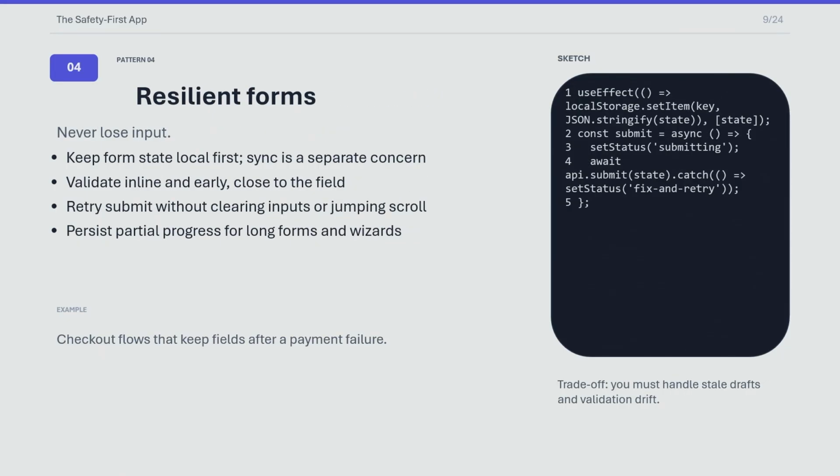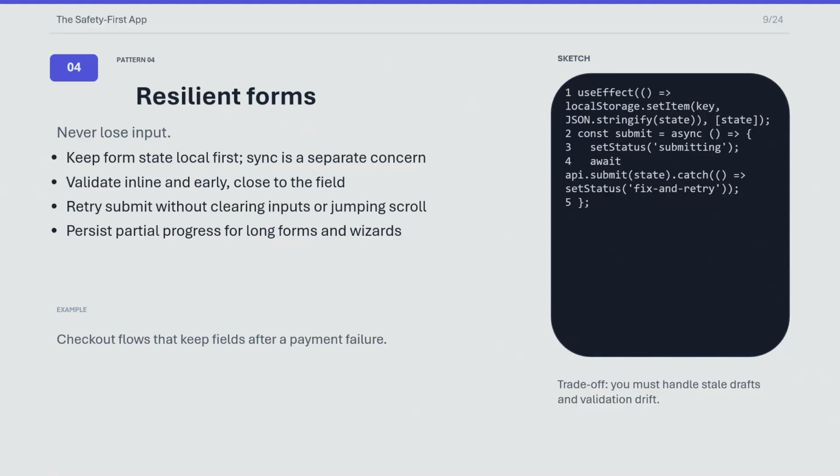Number 4, resilient forms. You should never lose input. Keep the form state local first. It's something I always like to say: think about having sync as a separate concern. Because oftentimes you can just store it locally first, and that would already help you from a storage perspective, but at the same time also ensure that the user has it locally first.